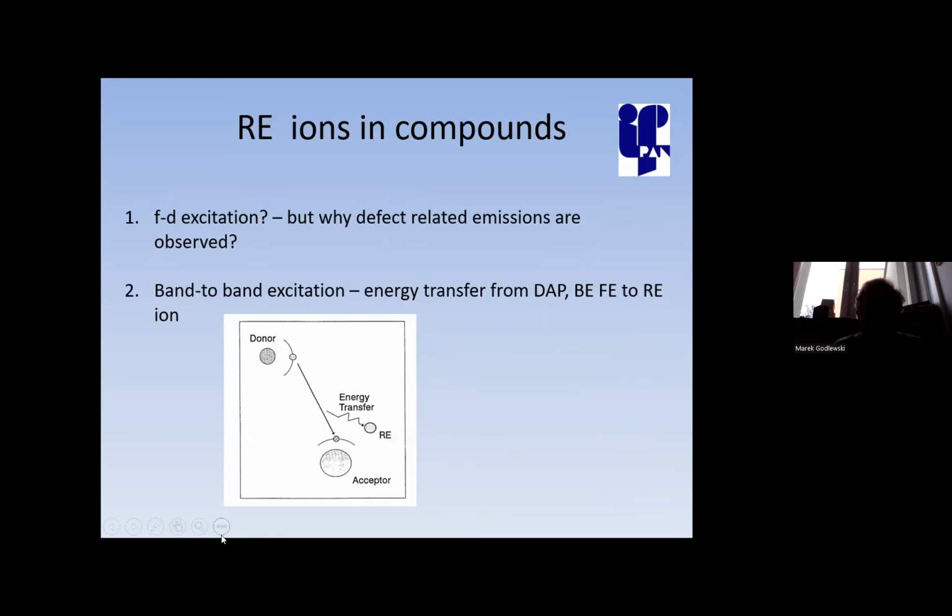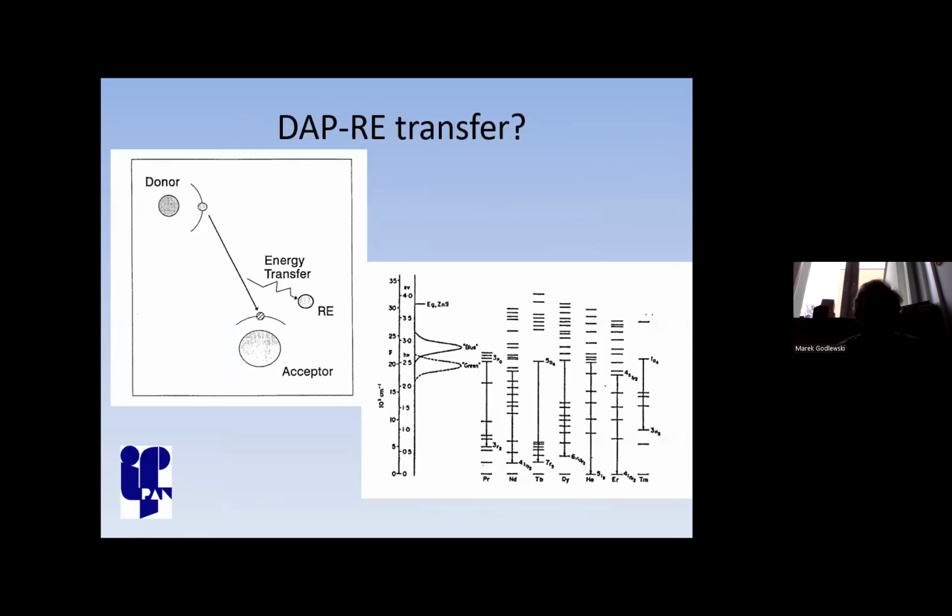So the model which was first discussed by many people says that, okay, we have a band-to-band process. Electrons are trapped by donors, holes by acceptors. So maybe we can have a kind of energy transfer from the donor-acceptor pair to rare earth ions. And this would explain why we need band-to-band excitation. If we do it, close pairs will decay quite efficiently. For distant pairs, chances for energy transfer are increased, and this would explain how we can pump energy to rare earth ions, and that's maybe the mechanism responsible.